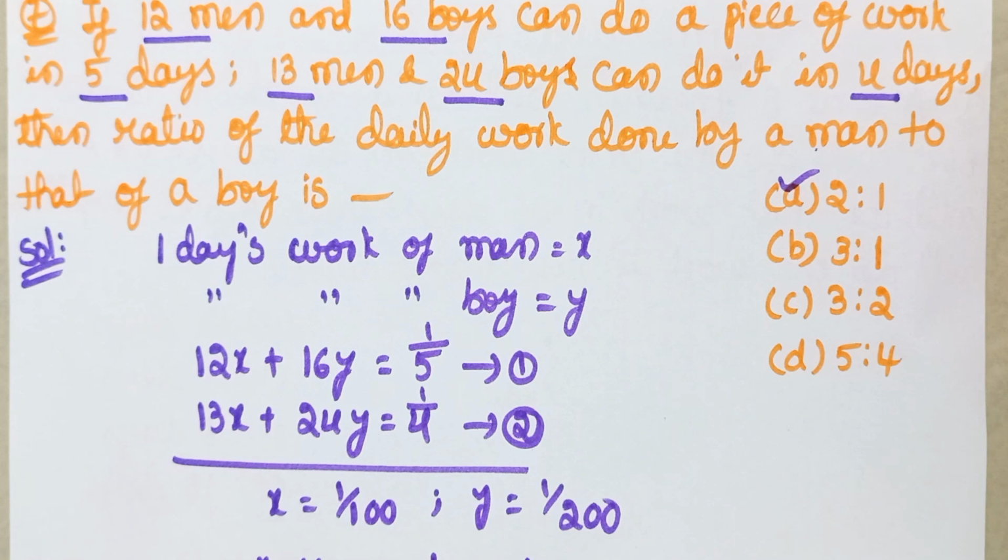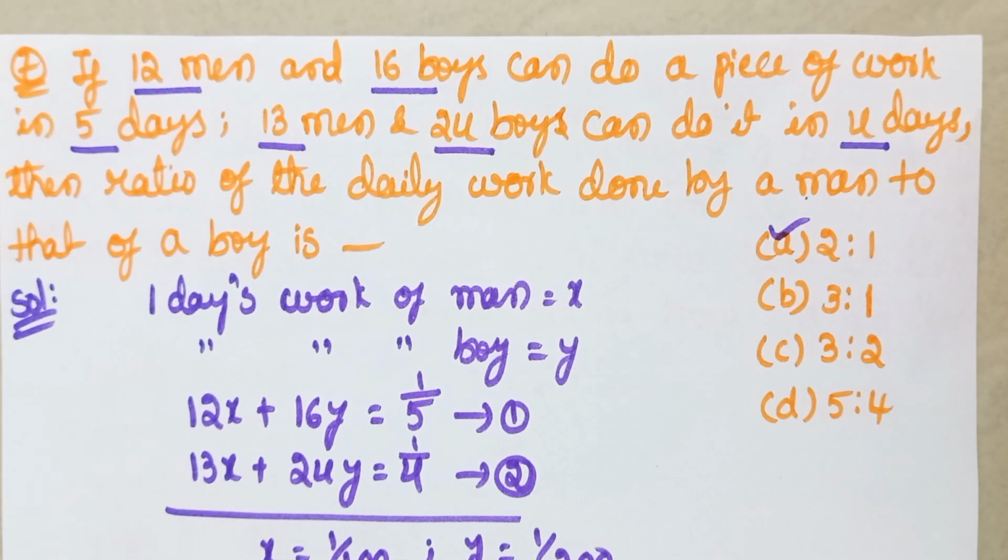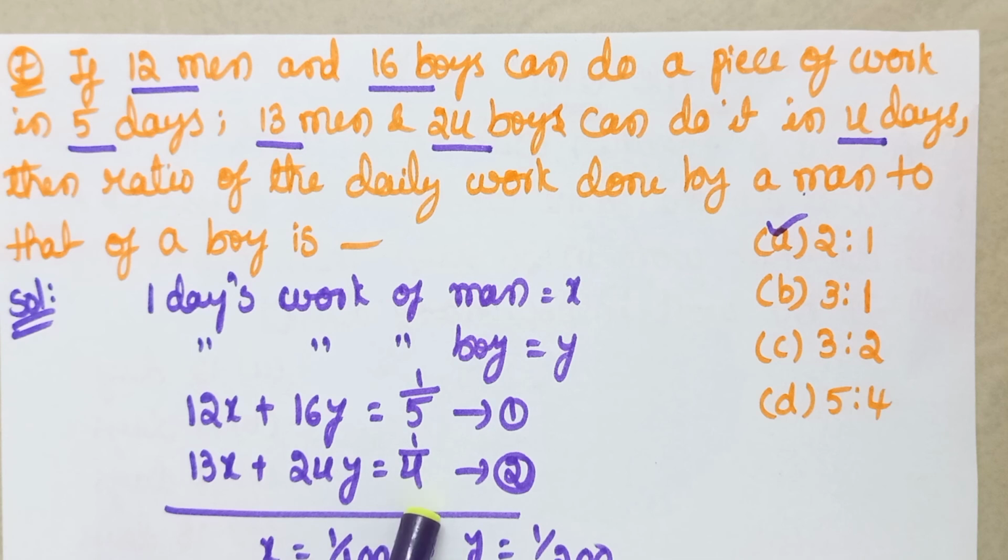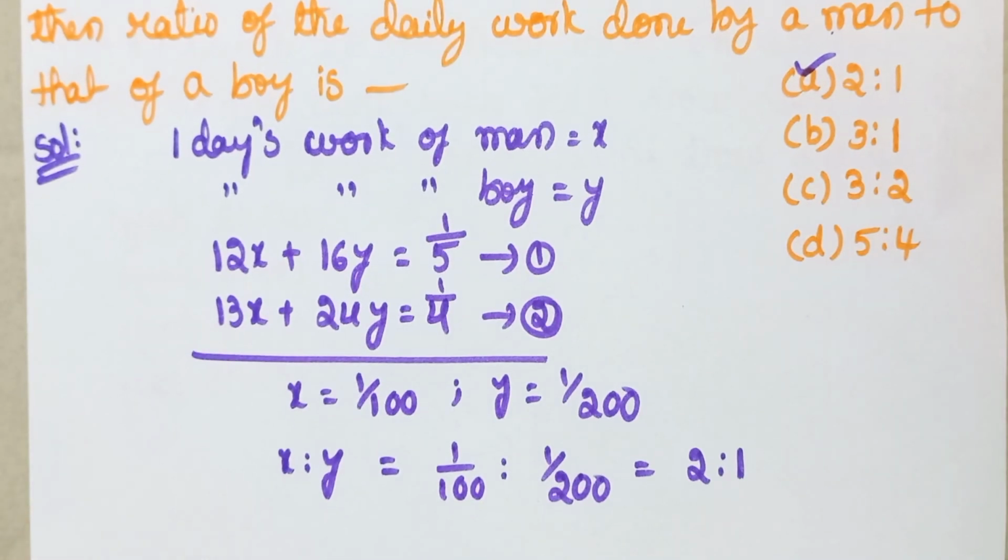So this is very simple. If we write the equation from the given statement, then the problem ends. But writing the equation is very important. We should not get confused in writing this equation, that is 1 by 5 and 1 by 4. This is the main thing we have to remember.